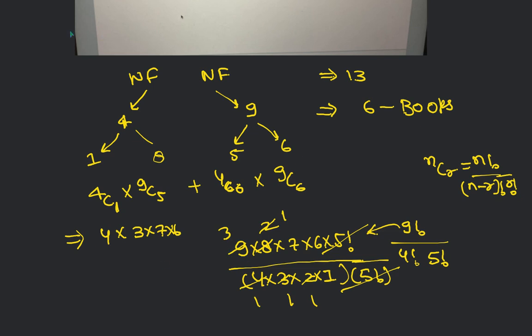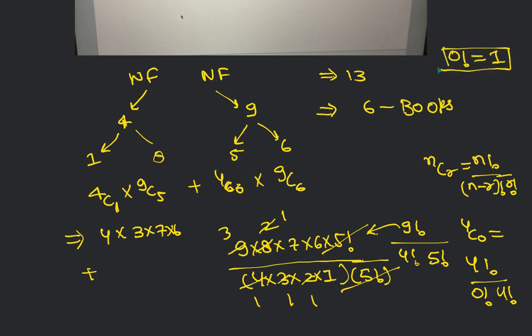Let me do the next one. So in the next one, I am doing it here. That will be 4C0. If you try to find 4C0, it will be equal to 4 factorial over 0 factorial. Do you know what 0 factorial equals? Yes, 0 factorial is always equal to 1.